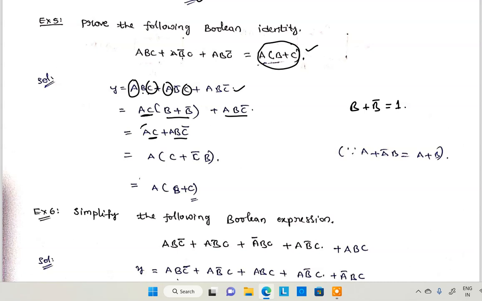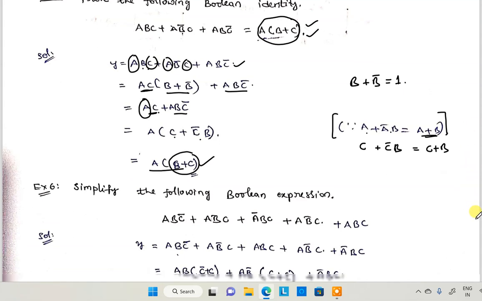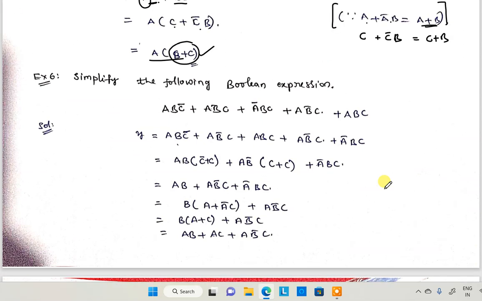ABC. Again take the common of A. Whenever I take the common of A, C plus C bar B. Just now one law, A plus A bar B is equal to A plus B, I proved that. Similarly, C plus C bar B, that means C plus B. I can replace it by C plus B. A into C plus B. So which option? The answer is proven, A into B plus C. Okay. Next we are moving to the question number 6.